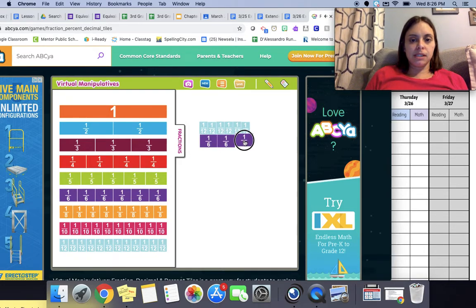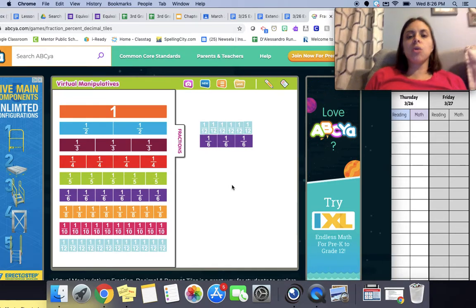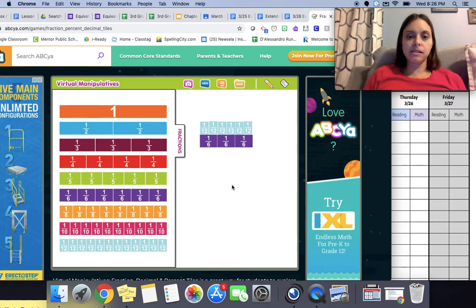But you can easily see here that 3/6, hold on, is equivalent to 6/12. I just have to line them up better. I had them kind of on top of each other. Okay, so you can see that 3/6 is equivalent to 6/12. They are worth the same amount. They are the same size.